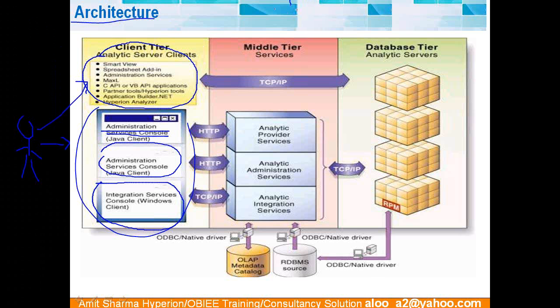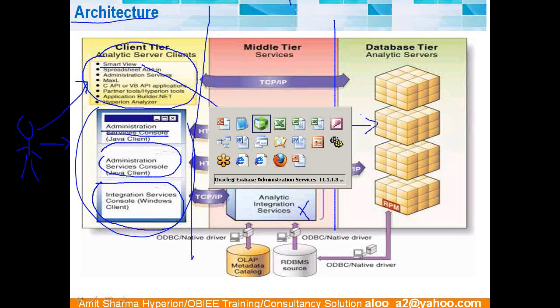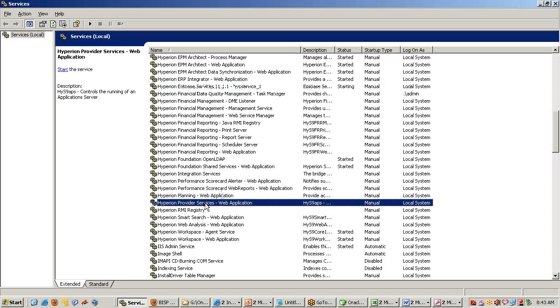And then you have a middle tier. Okay, the middle tier, 1, 2, 3. First is called Analytic Provider Services. This middle tier is required to connect the Essbase cube to Smart View. What is Smart View? This is Smart View, right? So every time you access the Essbase cube, which middle tier service do you need? Provider Services. Hyperion Provider Services should be running in order to connect to the Essbase cube through Smart View.